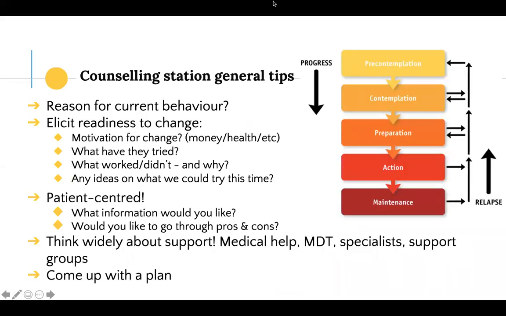So now we're moving on to counseling. This is just general counseling advice. This is called the 5 stages of change.